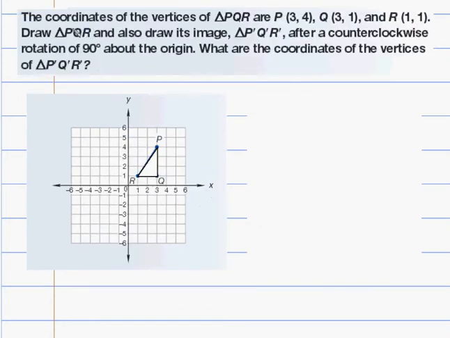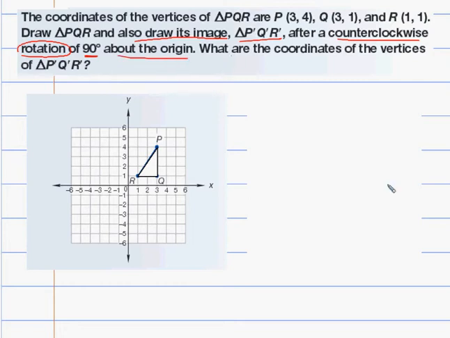Here's another example. The coordinates of the vertices for this triangle PQR are P at 3, 4, Q at 3, 1, and R at 1, 1. So we plot those points. And then we are going to draw its image, triangle P prime, Q prime, R prime, after a counterclockwise rotation of 90 degrees about the origin.